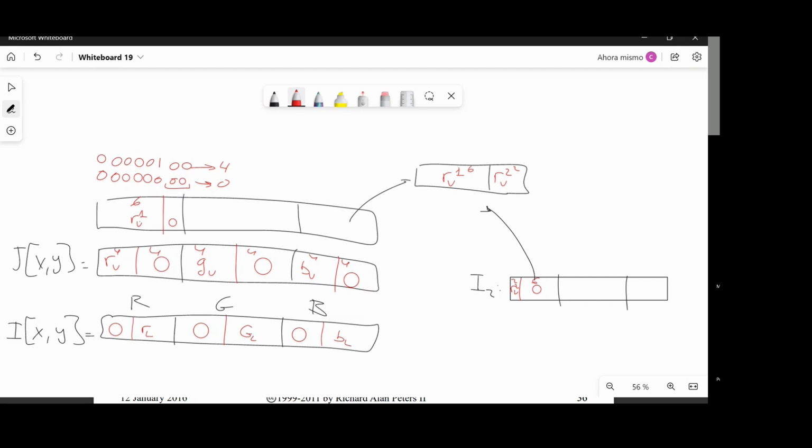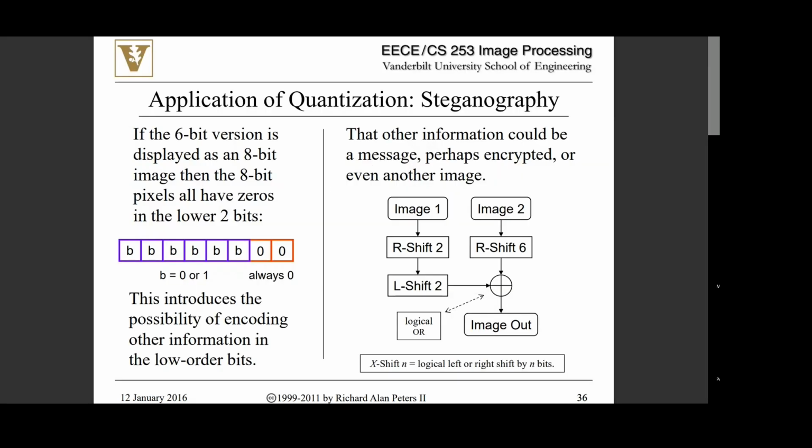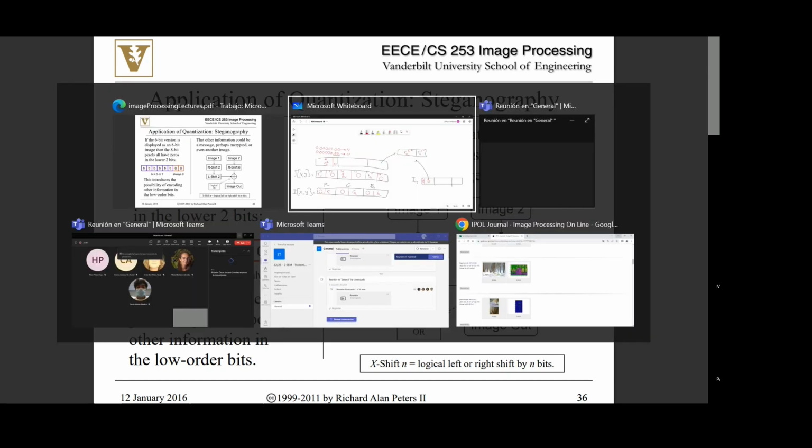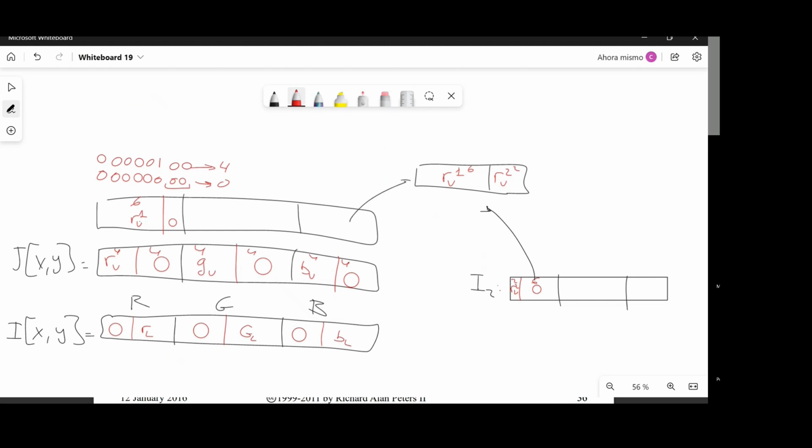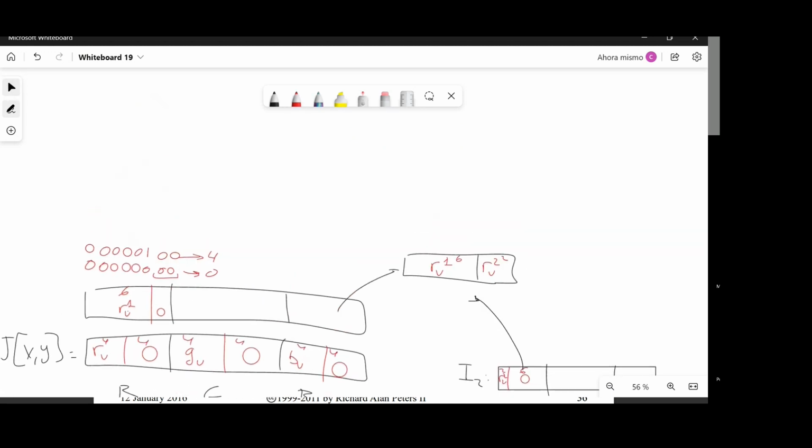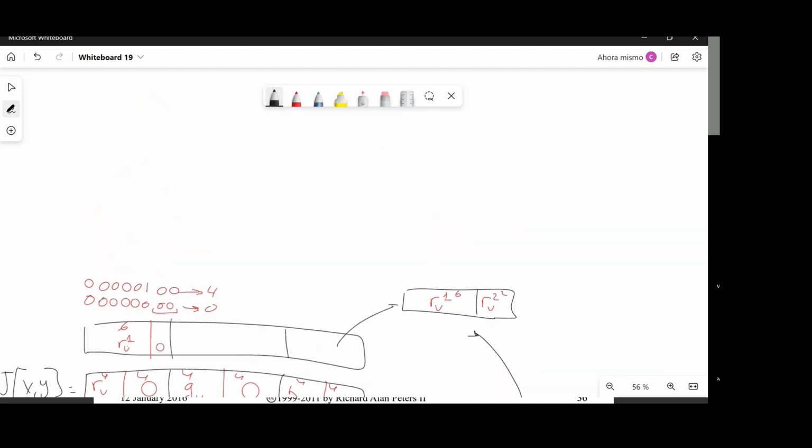So this is a system that can produce that. Do you remember these right shift, left shift operations with bits? So you take an image, you right shift by 2, left shift by 2. Okay, so let's see what happens. Let's say I have an image, and I have all these bits of that image.